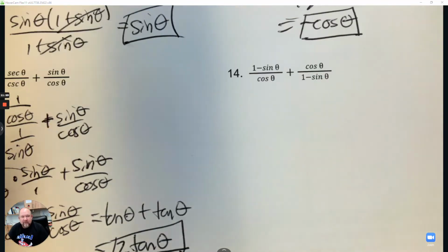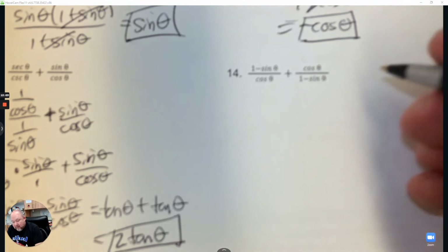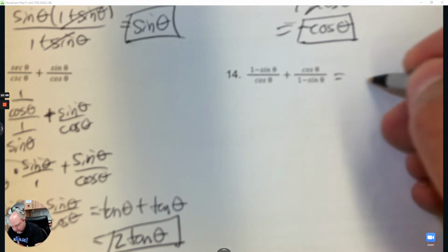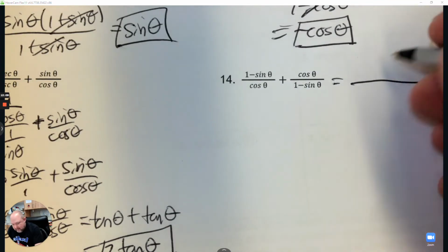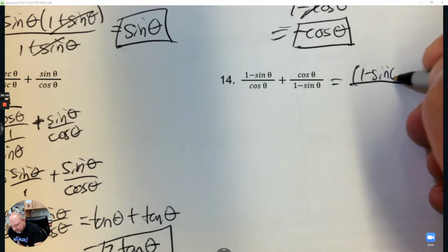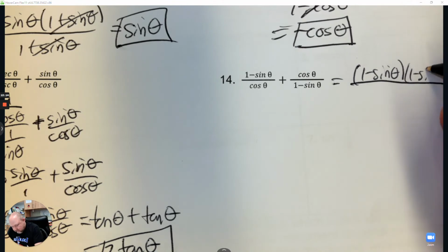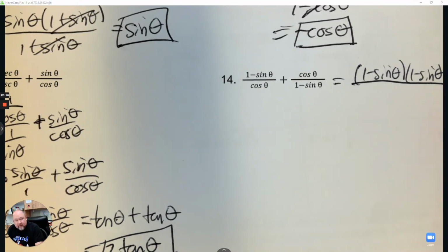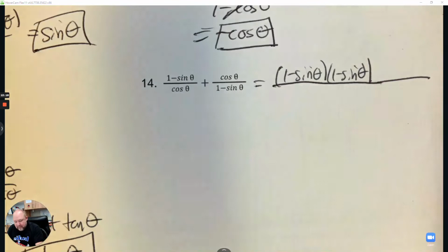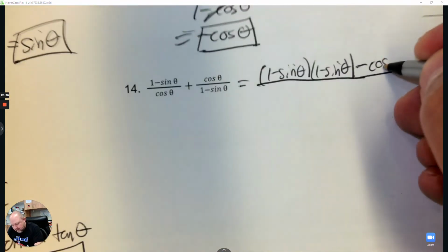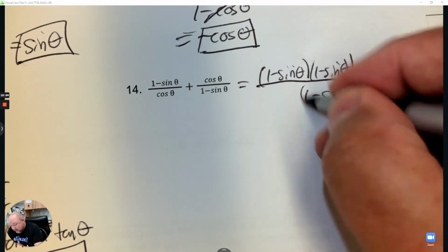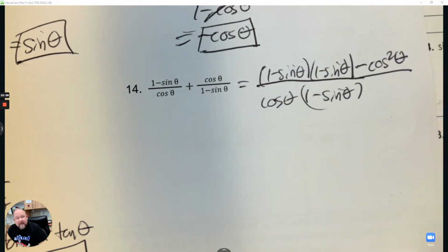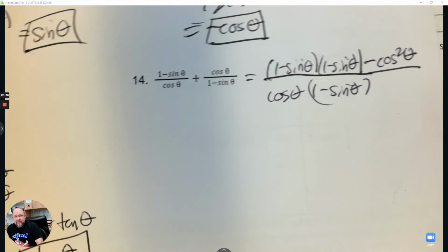All right, number 14, just a few left. In number 14, we want to get one denominator. So I'm going to multiply the first fraction times 1 minus sine theta. And then the second one I'm going to multiply by cosine. And I know cosine times cosine is cosine squared. And then I have one denominator here of cosine theta times 1 minus sine theta.